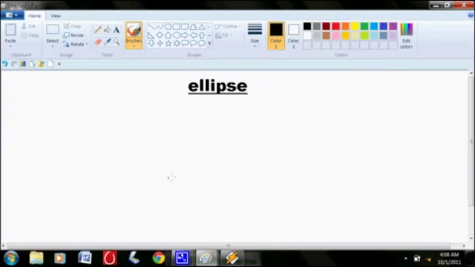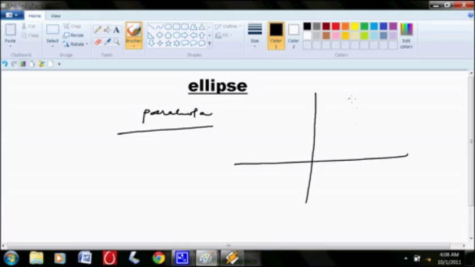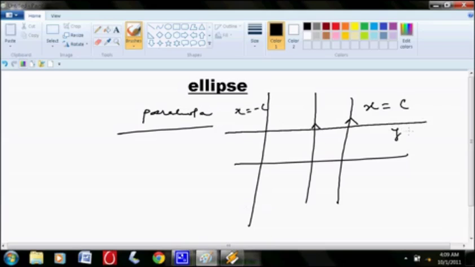Going with ellipse, the discussions are fundamentally the same as that in parabola, where I discussed if a line is parallel to the y-axis, then its equation is x is c. If it's here, its x is minus c. If it's here, its y is c. If it's here, its y equals to minus c.